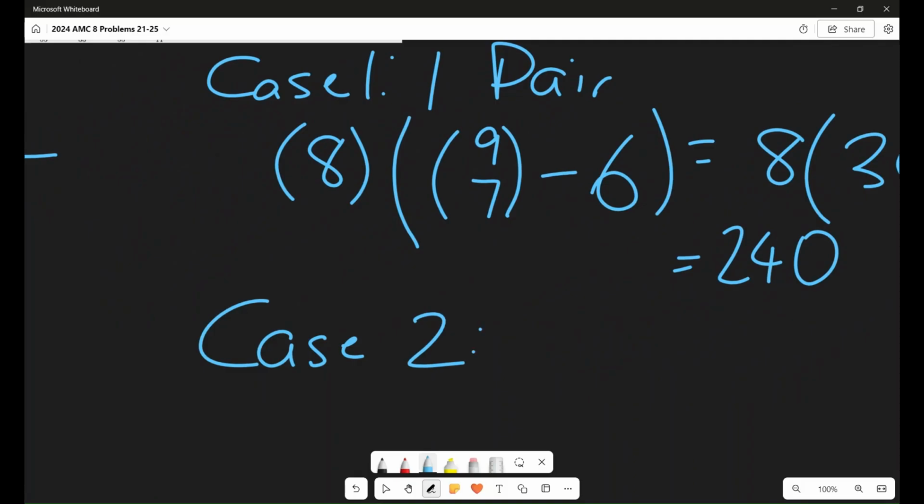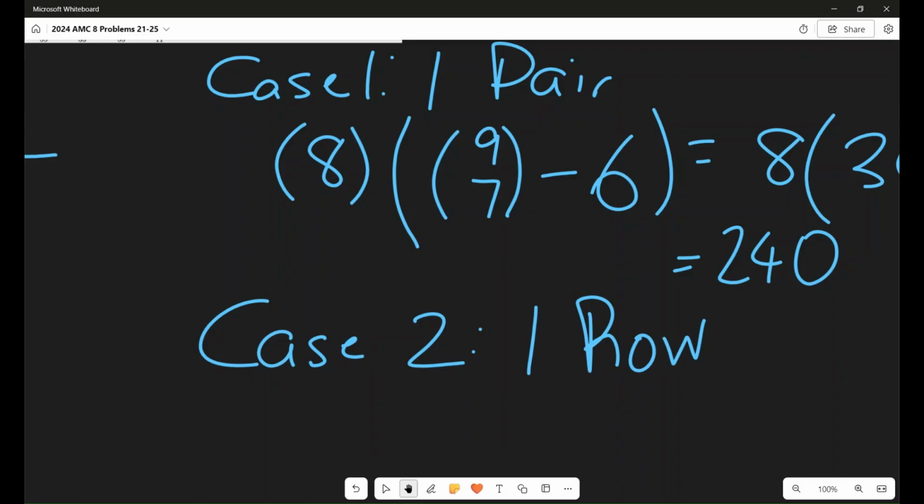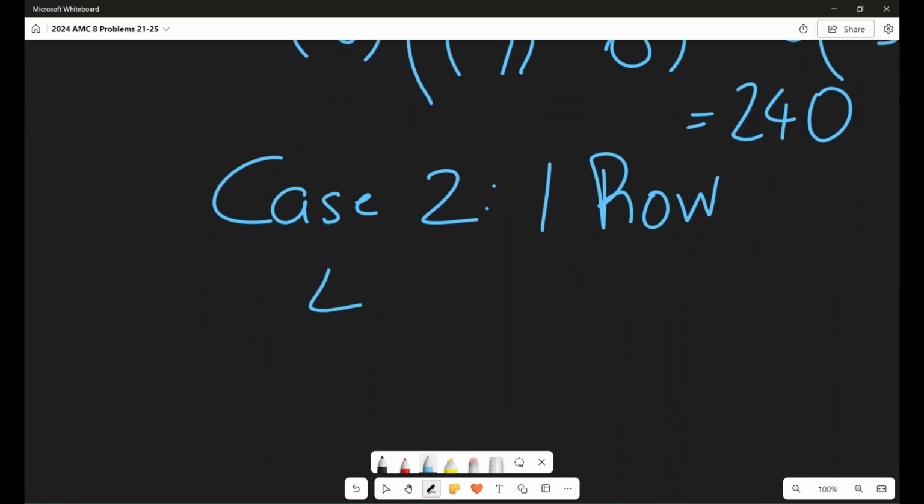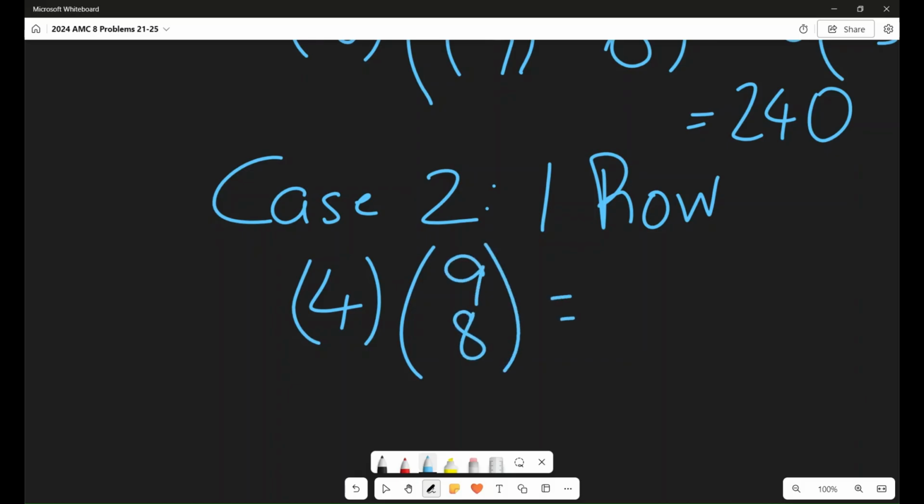Now, case 2 is that we have a whole row empty. For this, there's 4 ways to choose which row, and then out of the remaining 9 seats, 8 of them are taken, so there's 36 remaining.